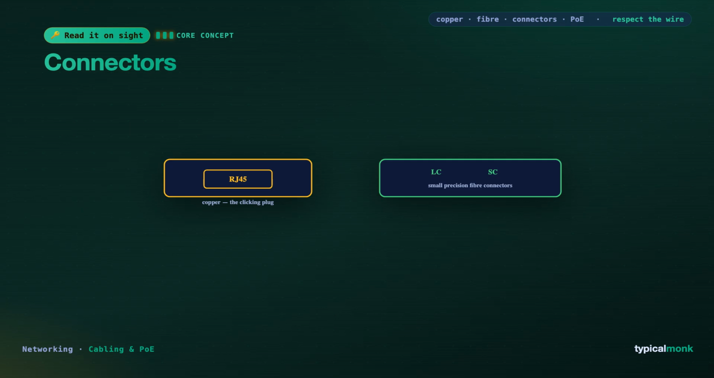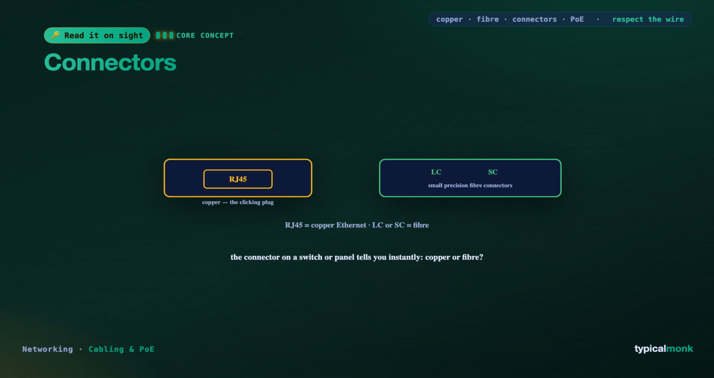For fiber, there are small precision connectors, and two you will meet most are LC and SC. These terminate the delicate glass strands and align them precisely so the light passes cleanly from cable to device. LC is the small, common one you will see on modern fiber equipment. SC is a slightly larger, older push-pull style. You do not need to memorize every detail. Just recognize that fiber uses these small, careful connectors rather than the chunky RJ45.